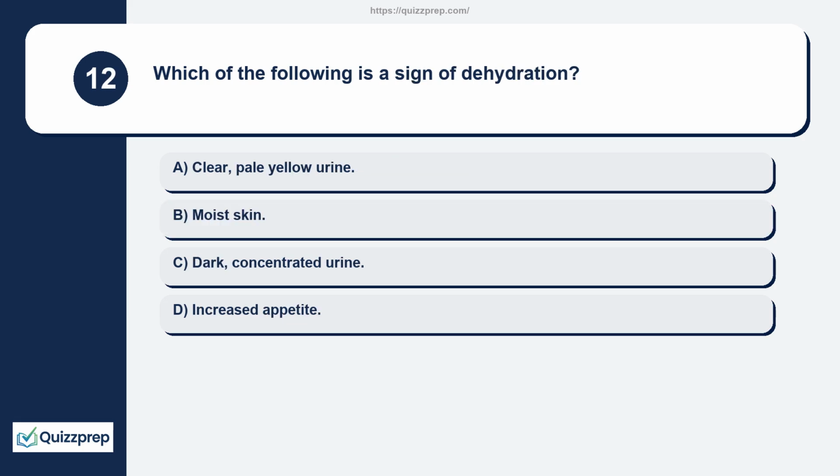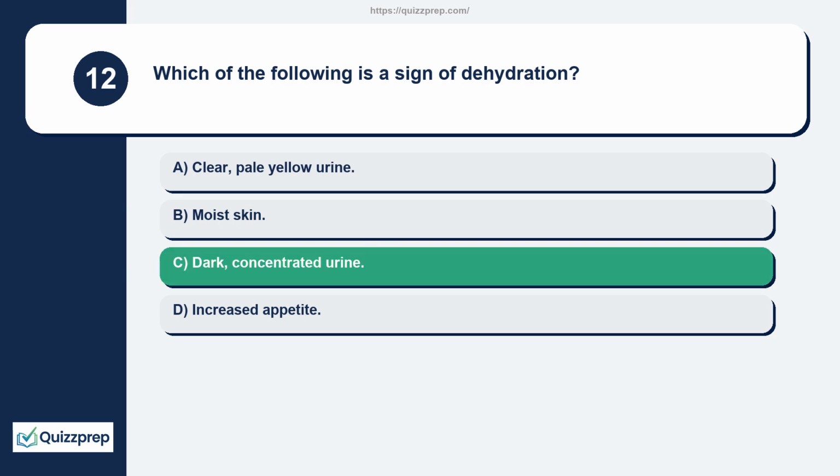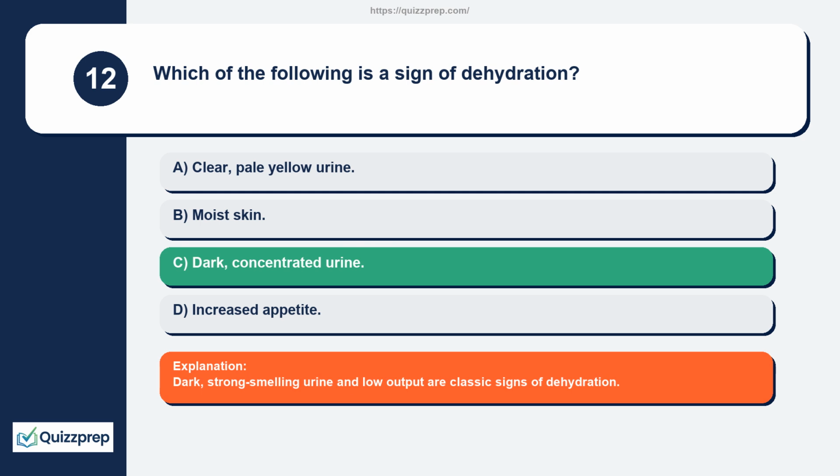Question 12. Which of the following is a sign of dehydration? Clear, pale yellow urine. Moist skin. Dark, concentrated urine. Increased appetite. Dark, strong-smelling urine and low output are classic signs of dehydration.